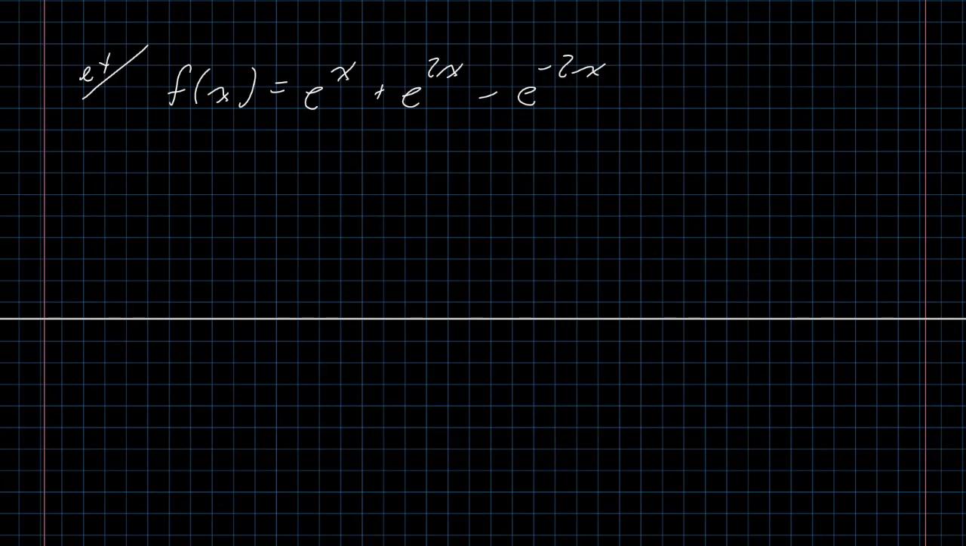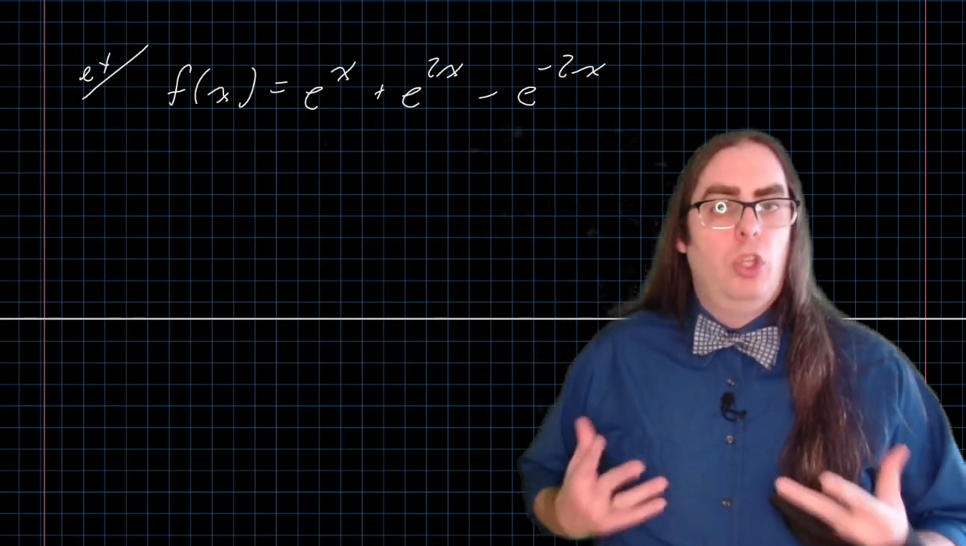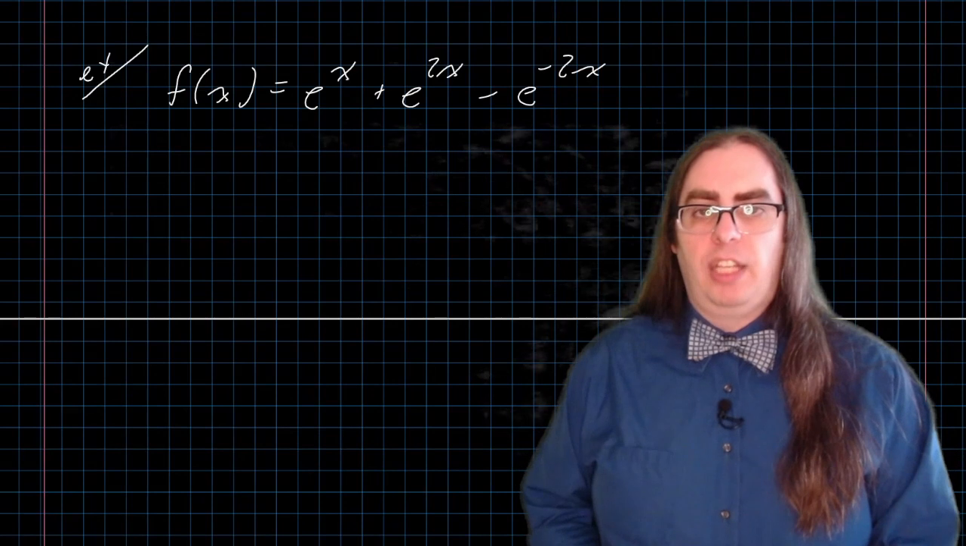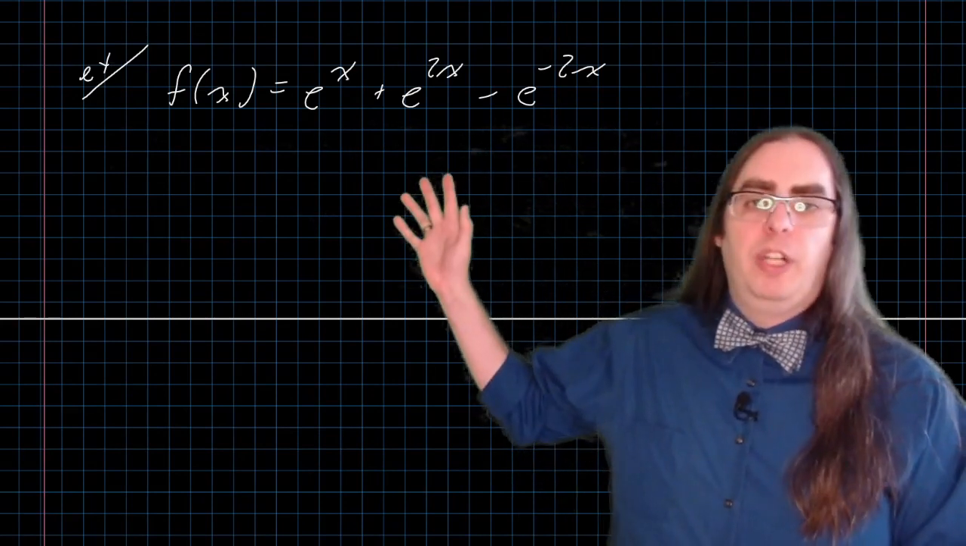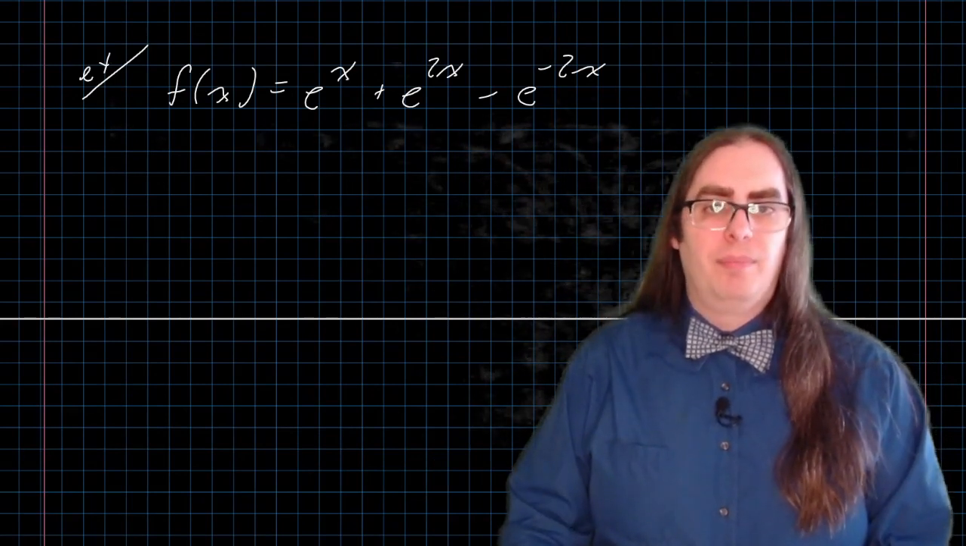I would like you to try the same process, only this time let's look at some exponential functions. f of x is e to the x plus e to the 2x minus e to the negative 2x. And I would like you to use the knowledge of the power series representation of the exponential function to write this expression as a single power series. See what you can do with that one. I'll see you in the next video.